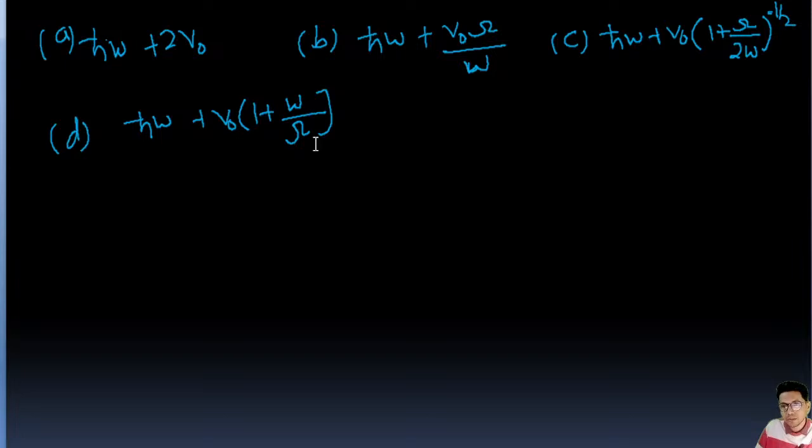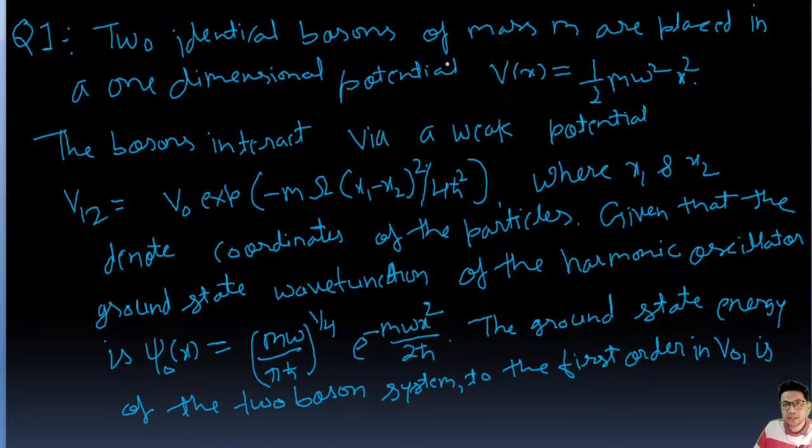Okay, so this is the question, guys. I'll read it for you again. Two identical bosons of mass m are placed in a one-dimensional harmonic potential, half m omega square x square. The bosons interact via a weak potential V12 equal to V naught exponential minus m omega (x1 minus x2) whole square upon 4 h cut square. This is the weak interaction potential given.